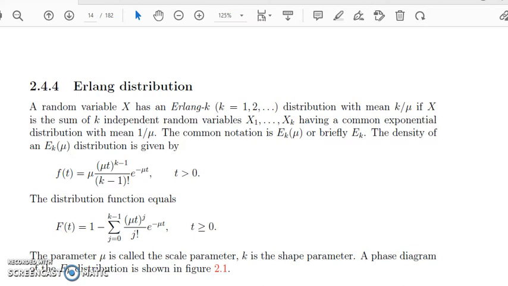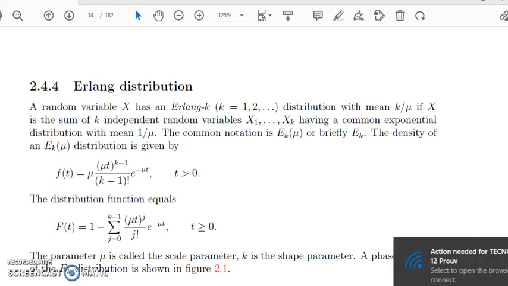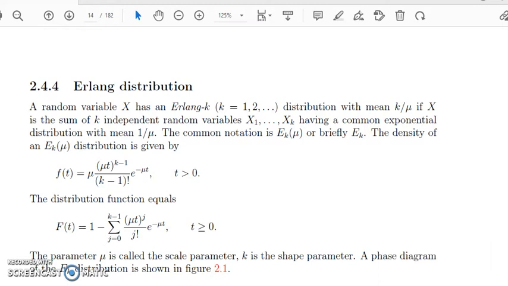A random variable x has an Erlang k distribution with mean k over mu if x is the sum of k independent random variables x1, x2, up to xk, having a common exponential distribution with mean 1 over mu. The Erlang distribution is actually a sum of exponential distributions.